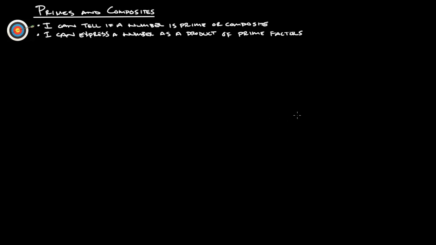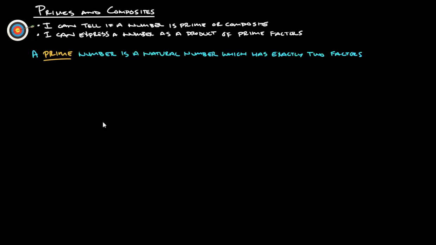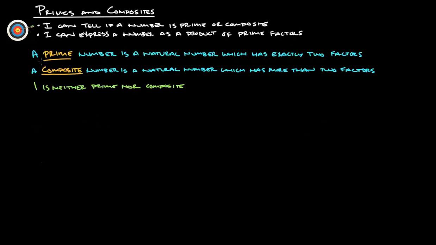I'm going to take you through the primes and composites notes. At the end of this, you should be able to say, I can tell if a number is prime or composite, and also I can express a number as a product of prime factors. Okay, so let's start with some definitions here.